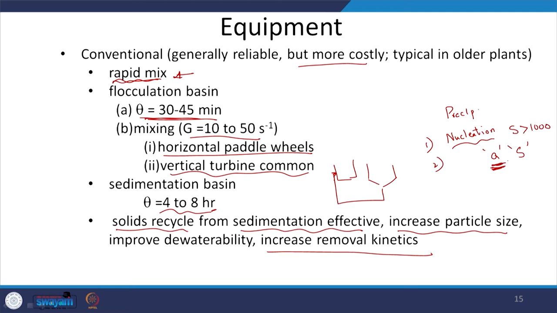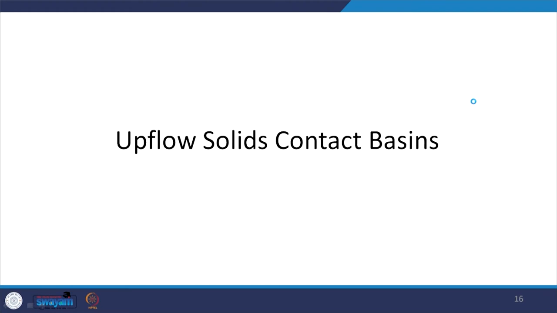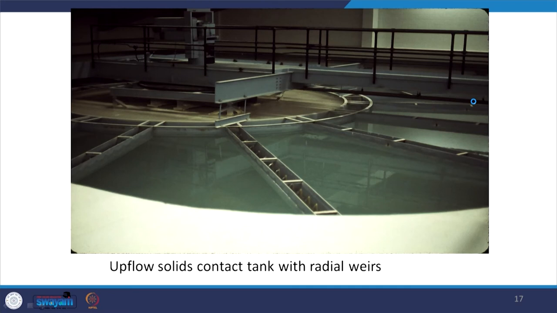So in that way, you will increase the removal kinetics, right? That's something to keep in mind. That's with respect to precipitation. So upflow solids contact basins seem to be common. So upflow here with radial weirs, right? These are the radial weirs.